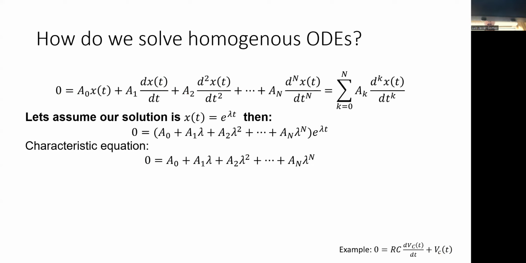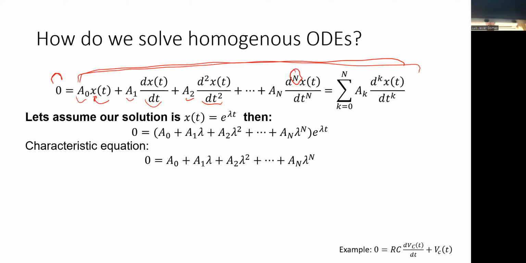last lecture, we also went over how to solve homogeneous ODEs. In particular, we said that a homogeneous ODE was when you had an equation where the left-hand side is zero, or right-hand side, depending on how you write your equation. And on the other side, you basically have a polynomial of derivatives. So a0 times your unknown quantity, a1 times the first derivative of your unknown quantity, a2 times the second derivative, and then up to order n. So this particular equation would be called an nth order differential equation, because the highest order derivative that you see in the equation is n. And it's homogeneous because it has a zero on the left-hand side.